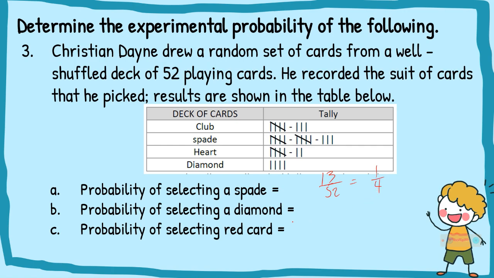Next, a diamond. We have 4 over 52. When reduced to lowest term, we have 1 over 13. Yes, correct. Now, letter C, probability of selecting a red card. Red card is from the heart and diamond. So 7 plus 4 is 11 out of 52.